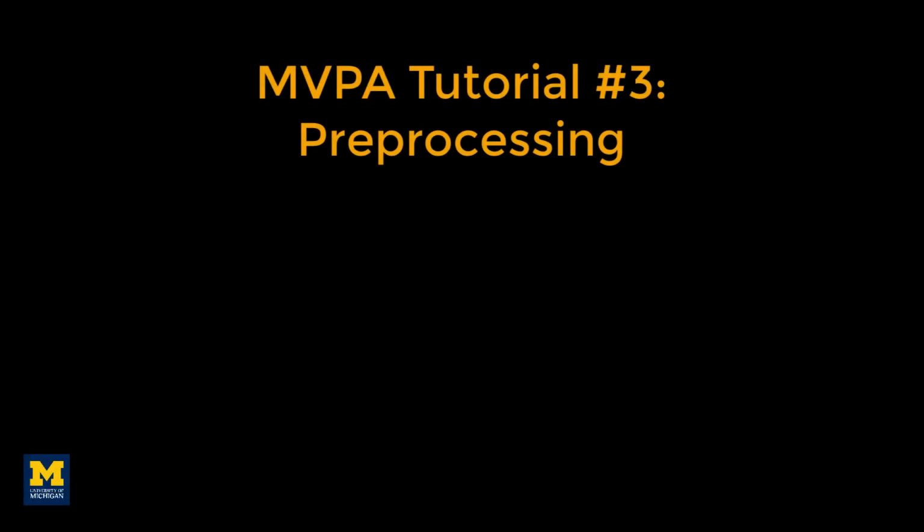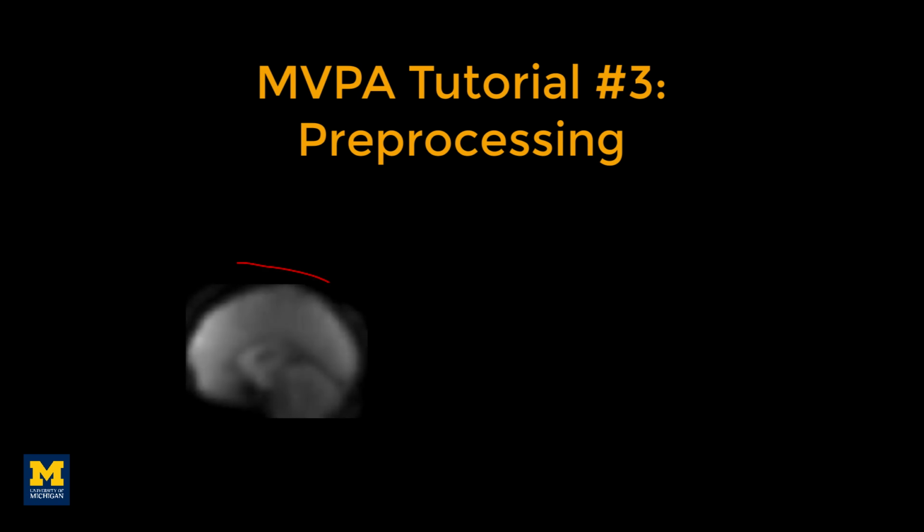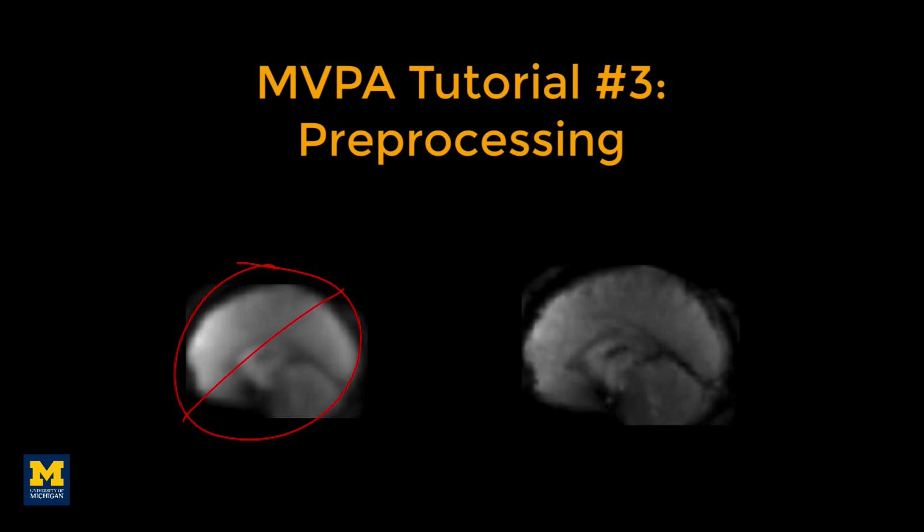Preprocessing an MVPA dataset is similar to analyzing an fMRI dataset. However, we will omit the smoothing step to avoid blurring the signal between voxels. Keeping each voxel as distinct as possible will help the classifier distinguish between the patterns elicited by different stimuli.